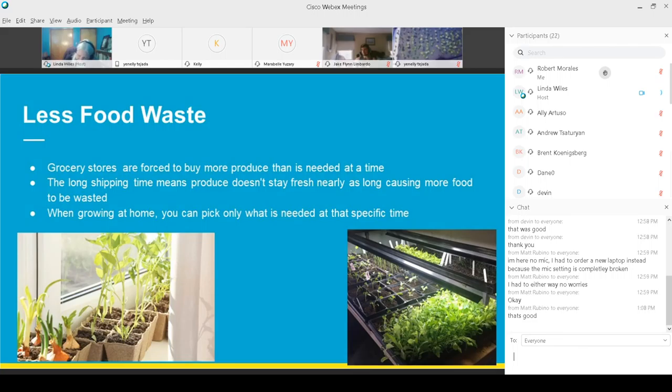So, less food waste. Grocery stores are forced to buy more produce than is needed at a time, which is not good. Long shipping time means produce doesn't stay fresh nearly as long, causing more food to be wasted. And when you're growing at home, you can pick only what is needed at that specific time, so there's a lot less waste going on. And yeah, those are just some more pictures of setups of what an indoor garden can look like.